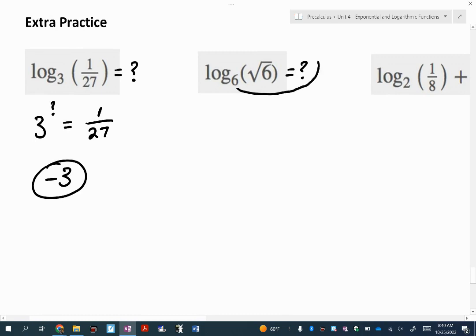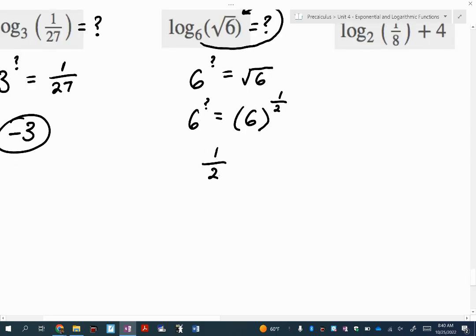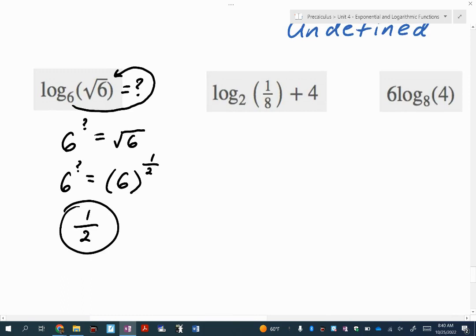6 to some power gives me the square root of 6, so 6 to some power equals the square root of 6. And like I mentioned in an earlier one, when I see the square root of anything, you could think of that anything raised to the 1/2 power. So if you write it like this, it is 6 to the 1/2 power. So the answer is going to be 1/2. Let's try this one. Interesting.